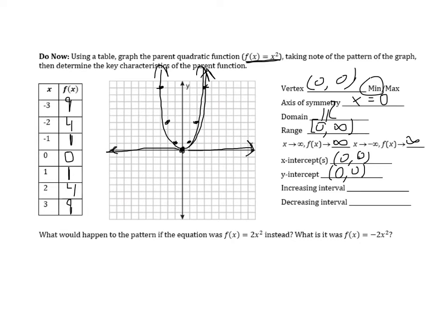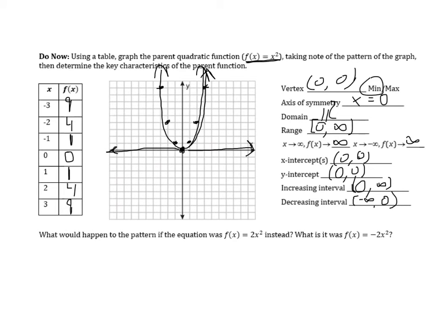My increasing interval is from 0 to infinity. So from my x value 0 to infinity, my graph is going up. From negative infinity until 0, my graph is going down, so that's my decreasing interval. Now for some theoretical problems.